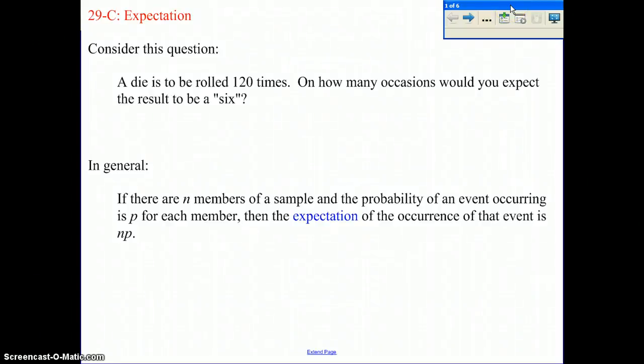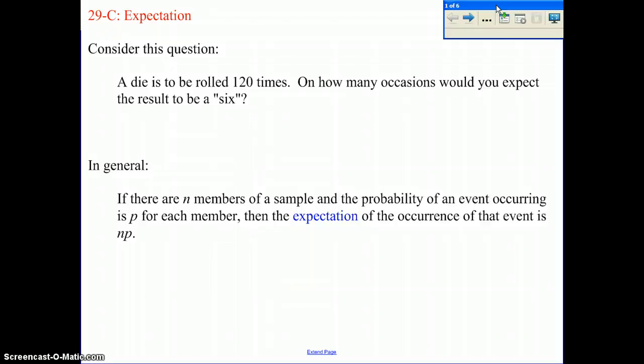Right, good afternoon. So today we're going to look at section 29C, which is expectation or expected outcomes. So let's just consider the following question just to get started. Let's say you roll a die 120 times. On how many occasions would you expect the result to be a 6?